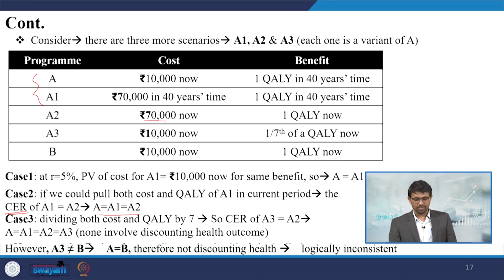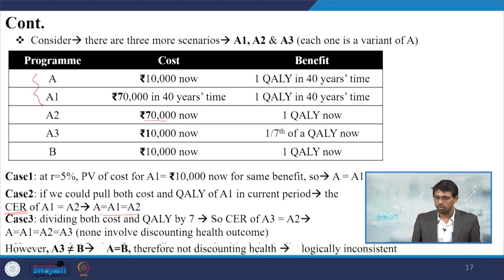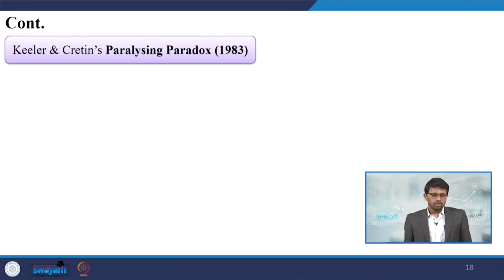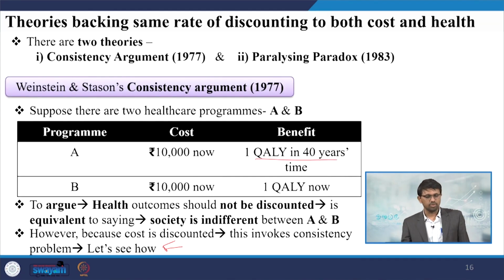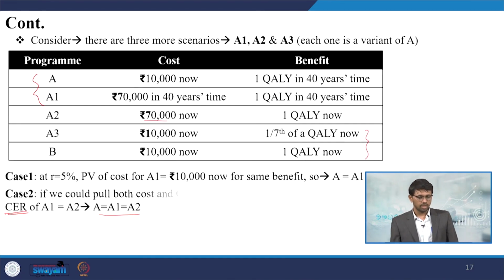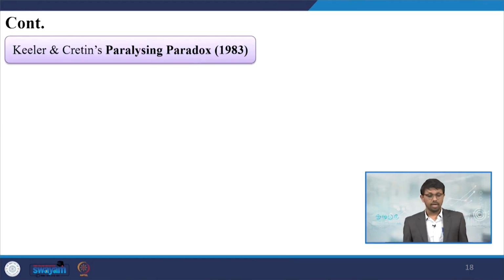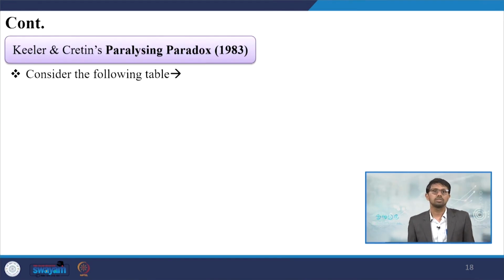You can just see 1/7 of a quali now is not equal to 1 quali. We have already made 1/7 equivalent, so these two are actually not equal. Therefore, not discounting health is logically inconsistent. Another approach to understand the problems of discounting is called the paralyzing paradox concept, mentioned by Keeler and Cretin in 1983.